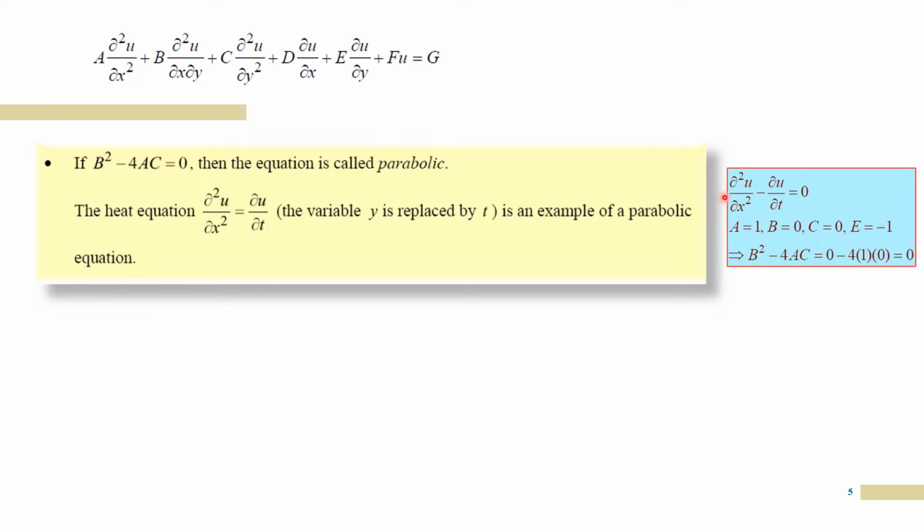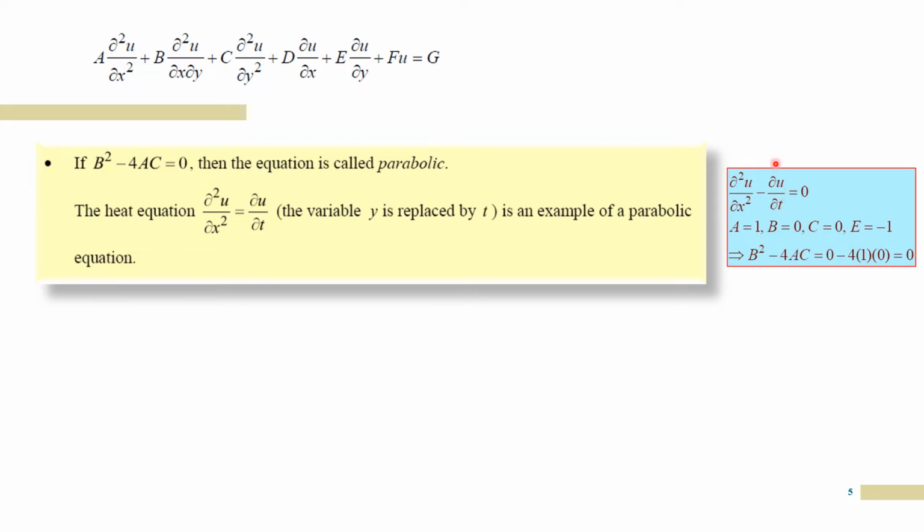Now, a is equal to 1, the coefficient of ∂²u/∂x². B is the coefficient of the mixed derivative. In this given PDE, there is no mixed derivative, and therefore b is equal to 0. C is the coefficient for the second derivative of u with respect to t, and that means c in this PDE is equal to 0.